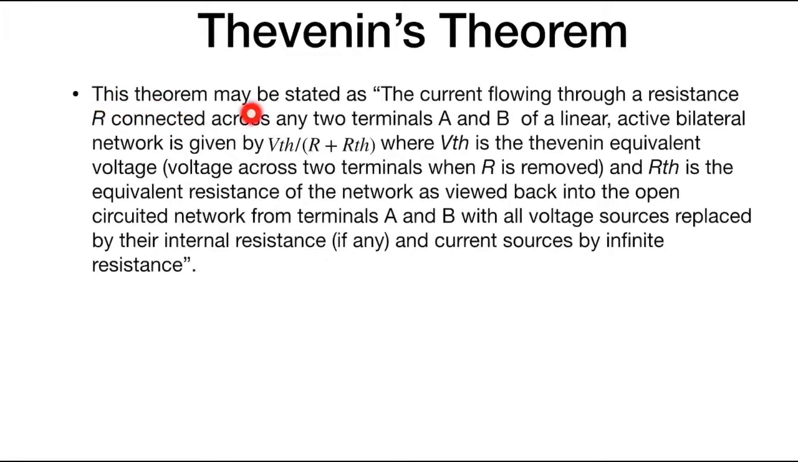This theorem may be stated as: the current flowing through a resistance R connected across any two terminals A and B of a linear active bilateral network is given by VTH divided by R plus RTH, where VTH is the Thevenin equivalent voltage across the two terminals when R is removed, and RTH is the equivalent resistance of the network as viewed back into the open circuited network from terminals A and B, with all voltage sources replaced by their internal resistance and current sources by infinite resistance.